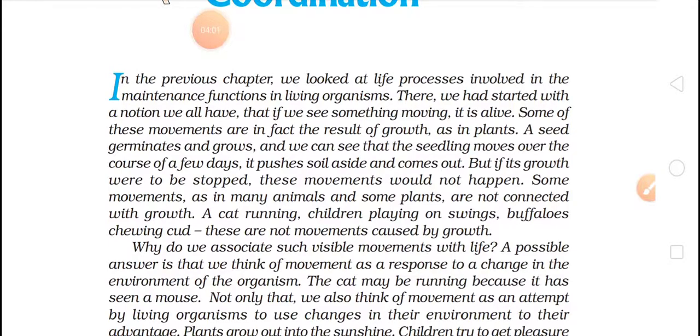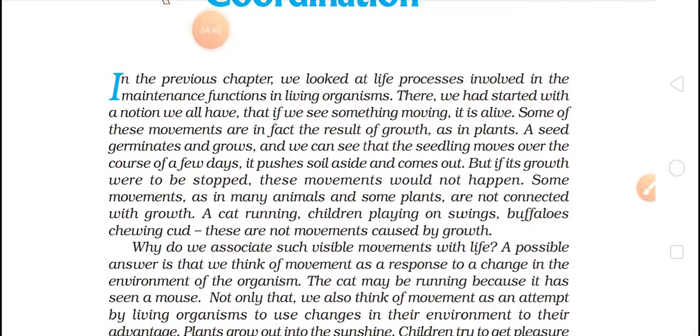Movement is when we are moving from one area to another area. That is movement. And what is growth? Either we are growing lengthwise or widthwise. That exactly defines growth. So if a cat is running, that is, it is moving from the initial area towards the final area, that is simply a movement. And when this movement is done, growth doesn't take place.